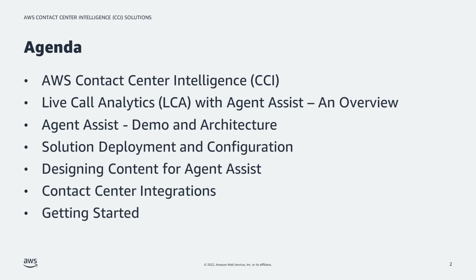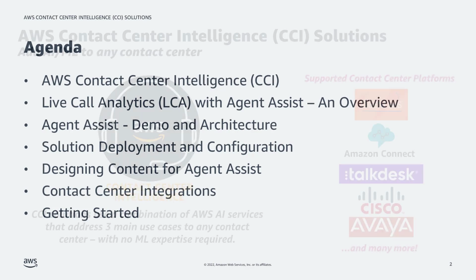Then we'll go into a quick demo of the solution itself, along with the technical architecture. We'll also show you how you can easily deploy the solution to your own AWS account and configure it. We'll then talk about how to set up the data for your Agent Assist solution. And this solution integrates, as I said, with any contact center, but we'll show you an example of how you can integrate it with a Genesys Cloud Platform. We'll also give you a set of resources that can help you get started on this.